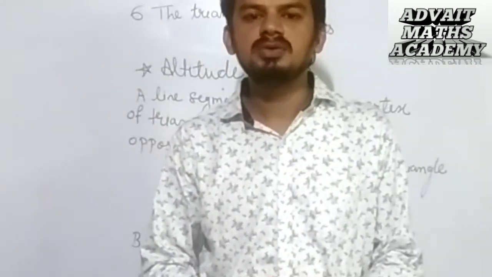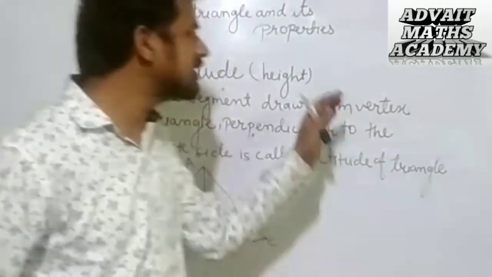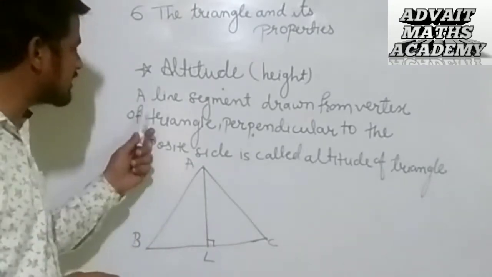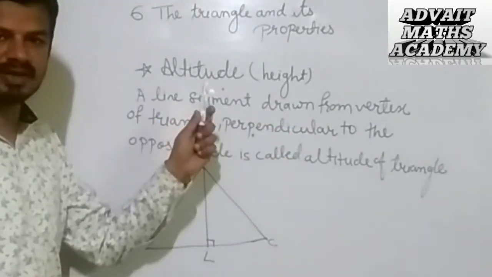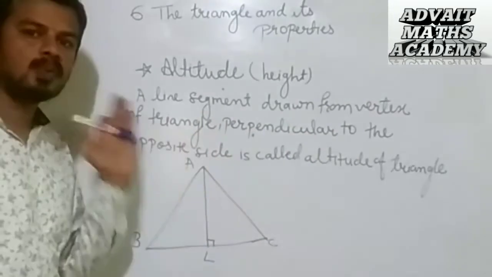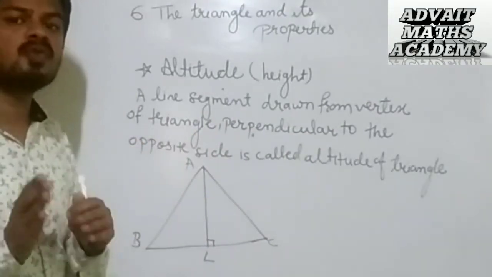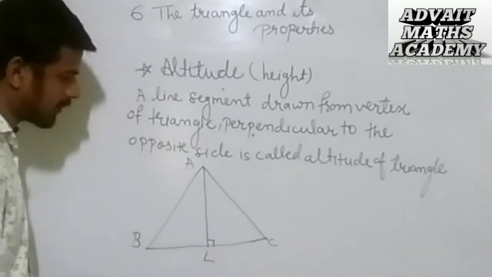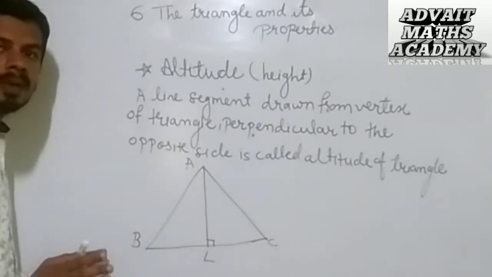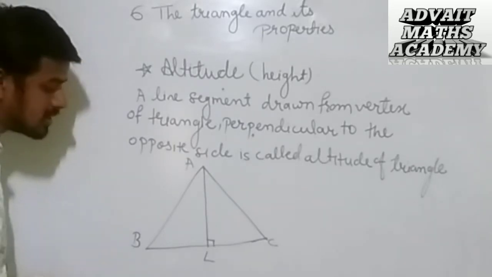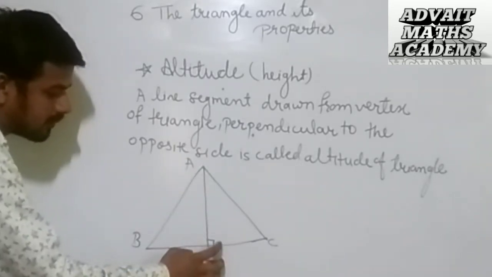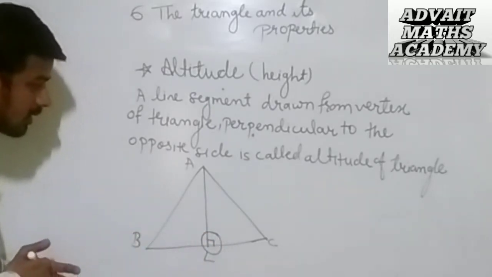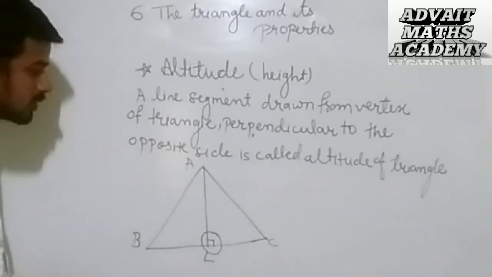Now we discuss the altitude. Altitude means height. A line segment drawn from the vertex of a triangle perpendicular to the opposite side. What is perpendicular? It forms 90 degrees. See, in triangle ABC, AL is an altitude because AL makes 90 degrees. See, this is a 90 degree symbol. That means AL is an altitude.